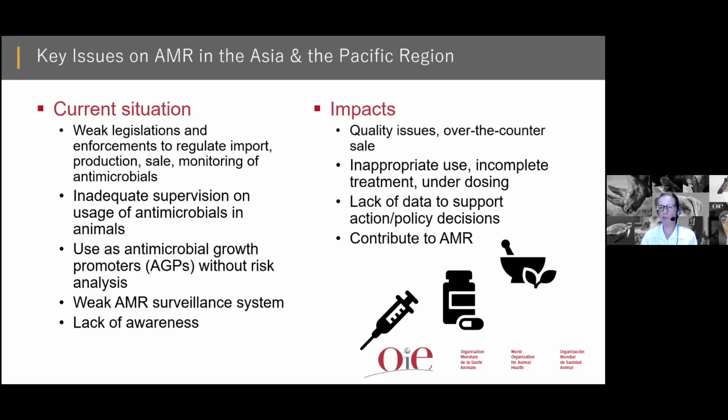And what happens is then we have maybe weak legislations lead to quality issues, and we have a lot of over-the-counter sale rather than by prescription. And if we have inadequate supervision, maybe we get inappropriate use or incomplete treatment or underdosing even. Also, perhaps we have a lack of data. If we're not doing the surveillance, we won't have that data to support actions and policy decisions. And also not be able to fully face up to the impact that AMR will have, and by these issues, we're then going to increase antimicrobial resistance.